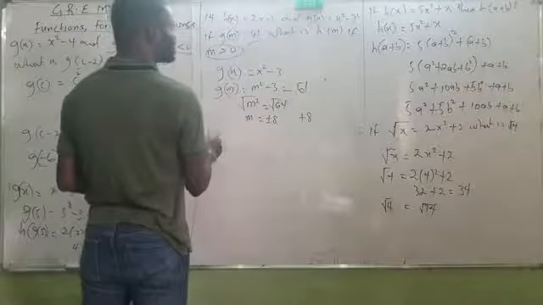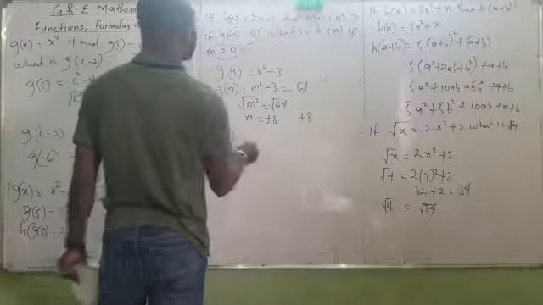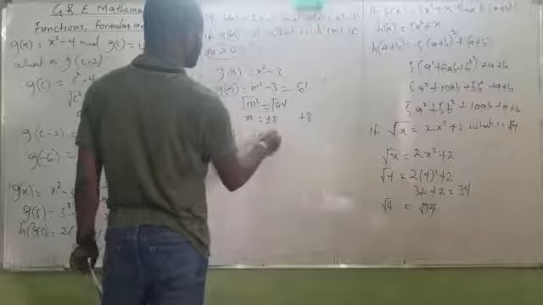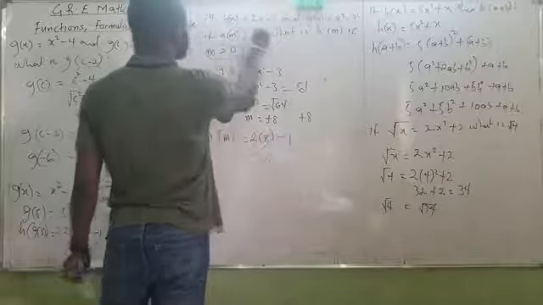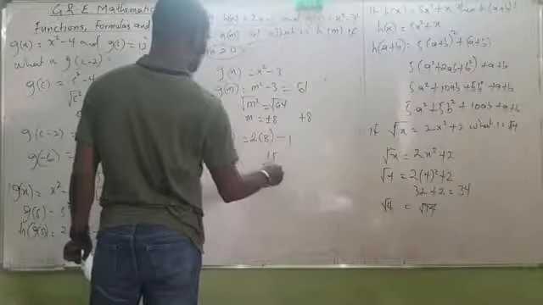Now, since I have that, I will move on by having h of m. What is my m? 8. It will be equals to what? 2 bracket of 8 minus 1, which is this. 2 bracket of 8, which is 16. That will be 15. That is the answer.